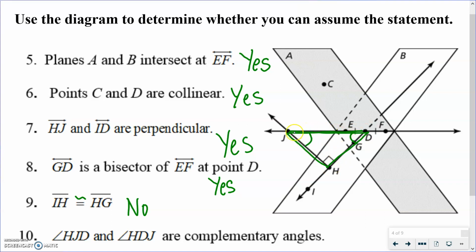Now, if you look, here's a triangle that's formed here. There's a right angle right here. And we know triangles have 180 degrees total if you add up all the angles. And so if we take that 90 degrees out, we have this angle and this angle. And so they add up to 90 degrees, which is the definition of complementary. So the answer there is yes, because of that triangle. Okay, so those are all the postulates, and then using diagrams to make conclusions about points, lines, and planes.